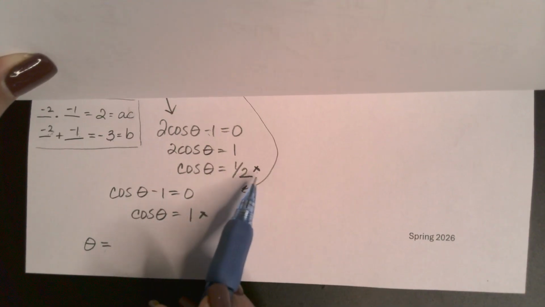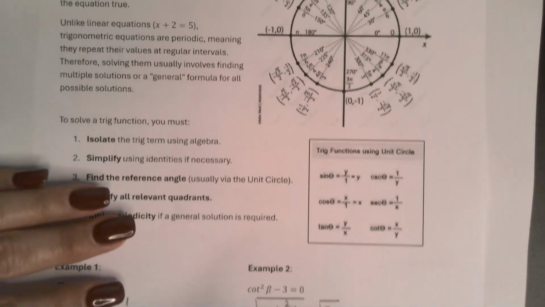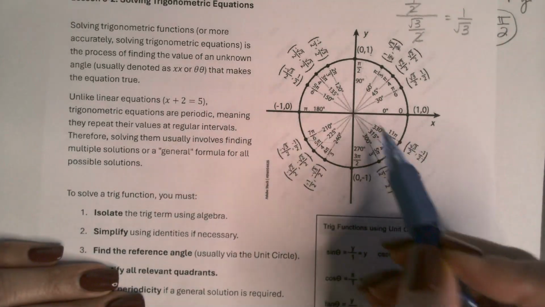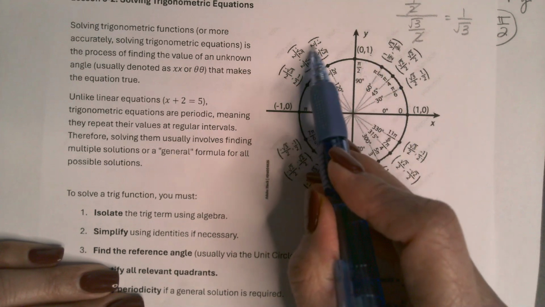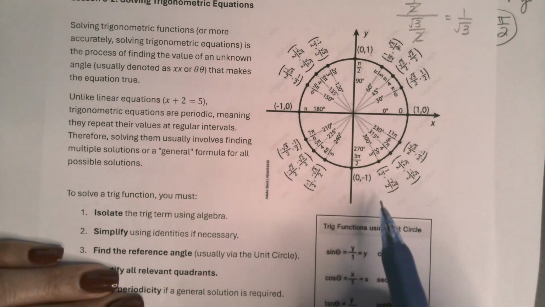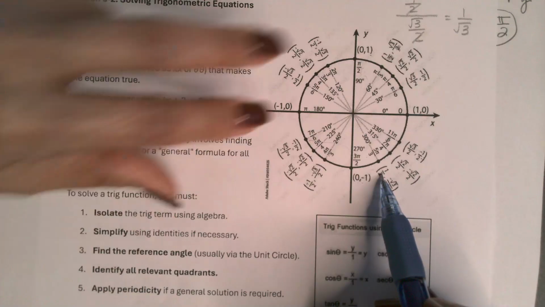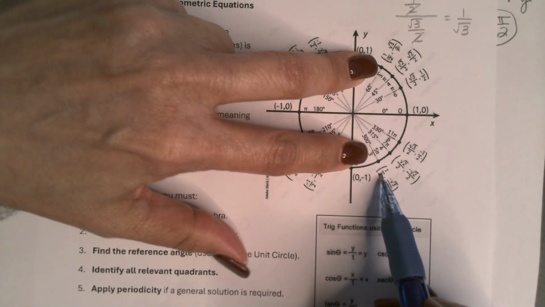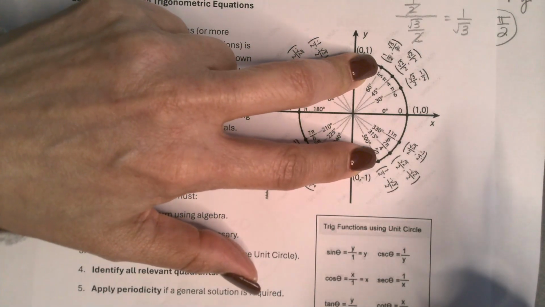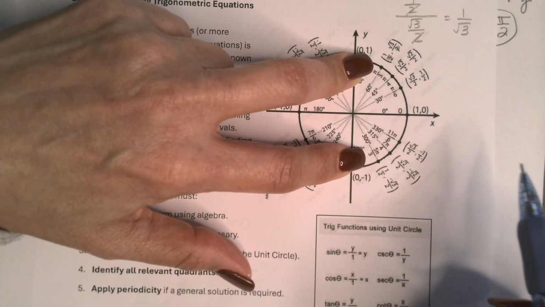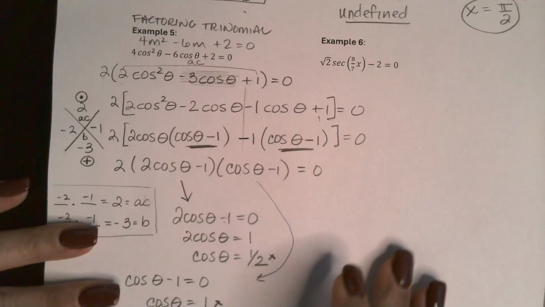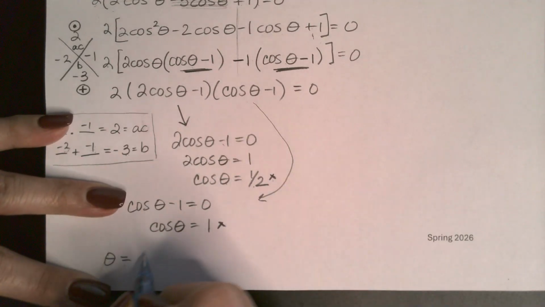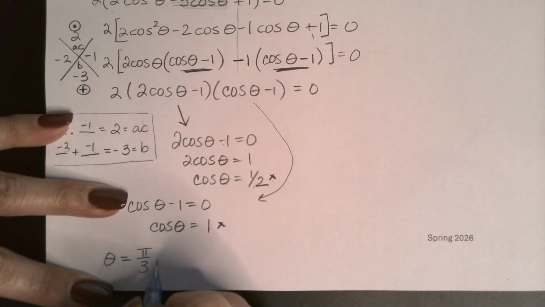What's theta? So where's 1/2 x? Let's look over here. So 1/2 is going to be x here. Where else? These are negative x's, and right here. Those are my only 2 x values where x is 1/2. So that's what? Pi over 3 and 5 pi over 3. So for this one, it's going to be pi over 3 and 5 pi over 3.